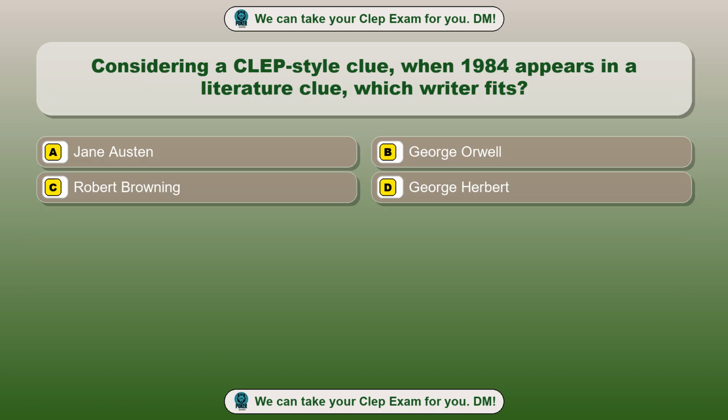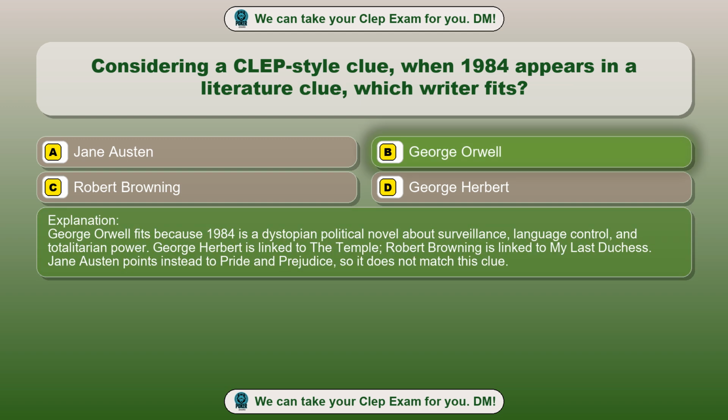Question 41. Considering a CLEP-style clue. When 1984 appears in a literature clue, which writer fits? Option A. Jane Austen. Option B. George Orwell. Option C. Robert Browning. Option D. George Herbert. The correct answer is option B. George Orwell. George Orwell fits because 1984 is a dystopian political novel about surveillance, language control, and totalitarian power. George Herbert is linked to The Temple. Robert Browning is linked to My Last Duchess. Jane Austen points instead to Pride and Prejudice, so it does not match this clue.